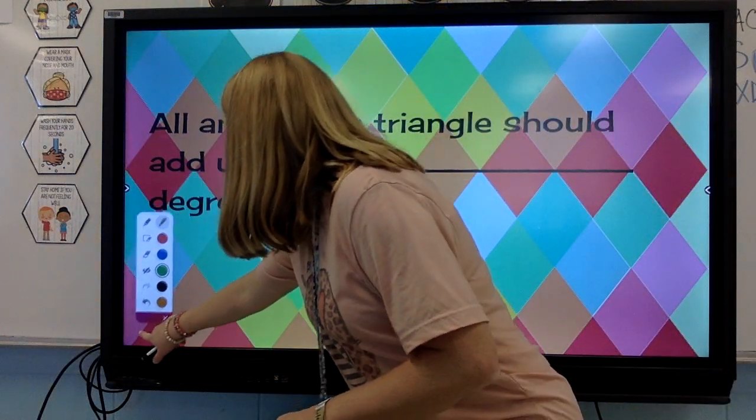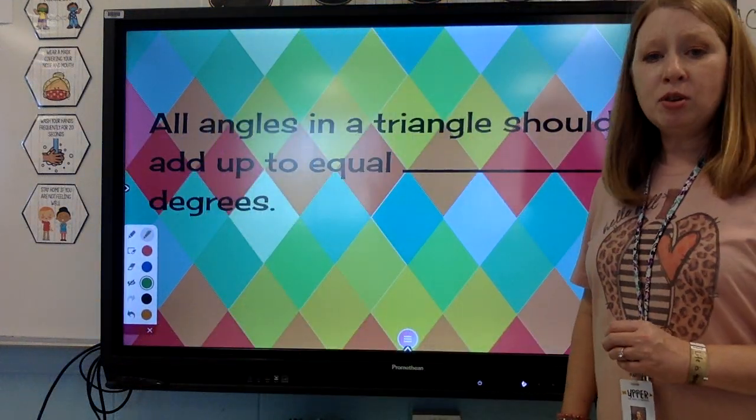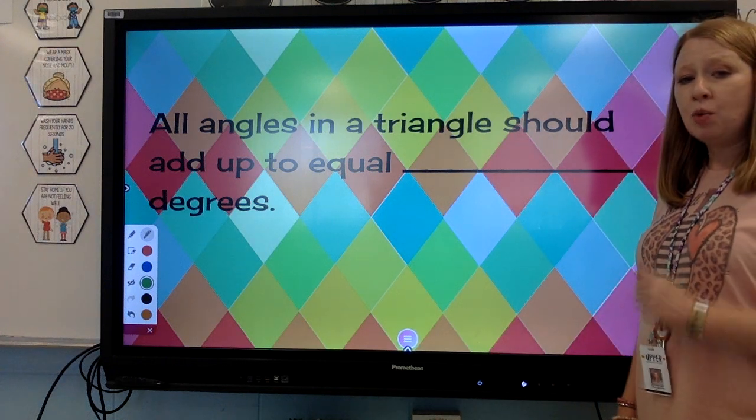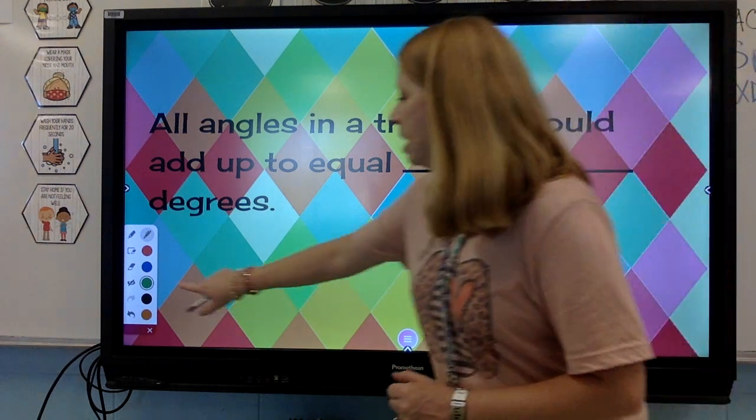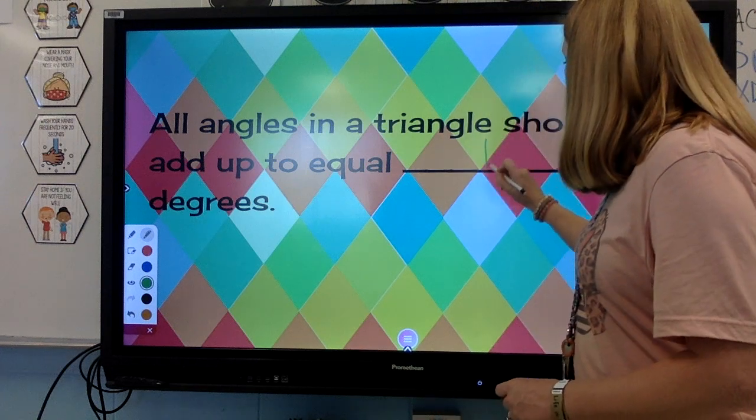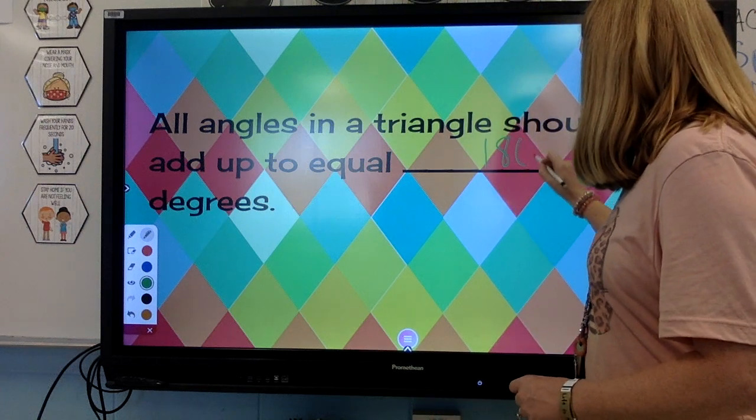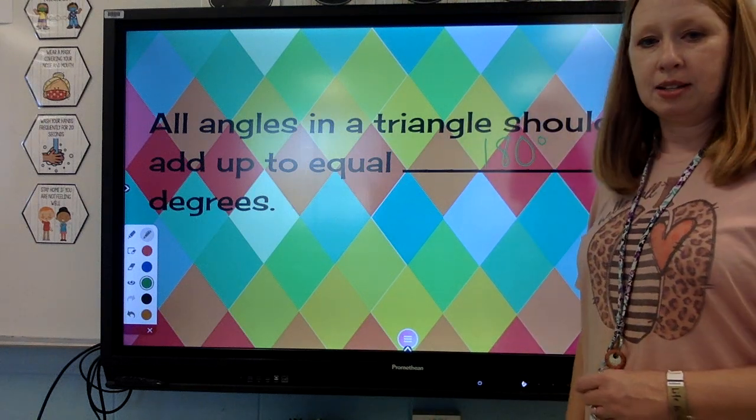Okay, I just told you guys this. All angles in a triangle should add up to equal 180 degrees.